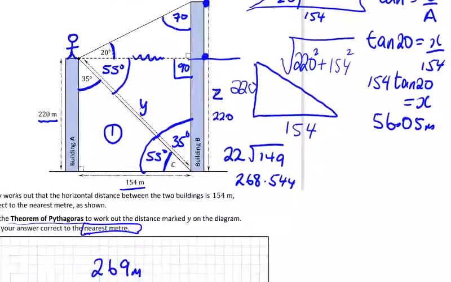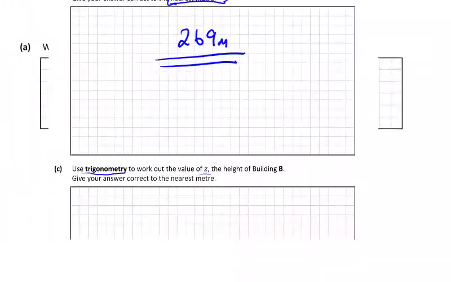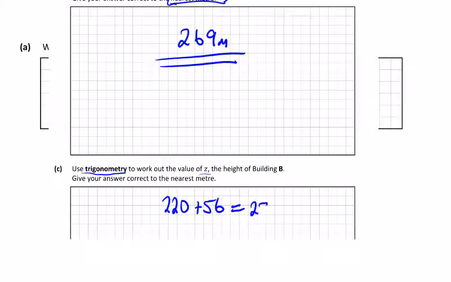So let's just see, we're going to have to add the 220 on. So we'll do it down here. 220 plus 56. We can drop off the 0.05. Is going to be 276 meters for the height of building B.